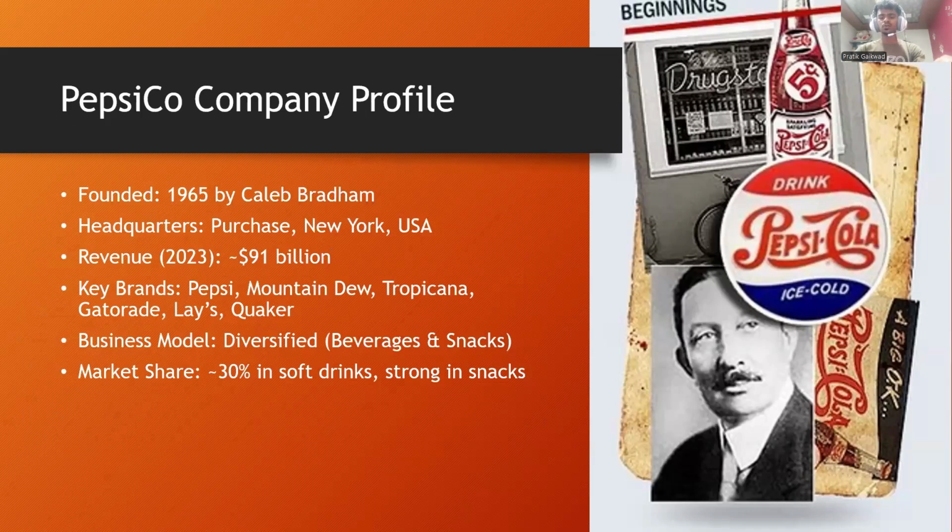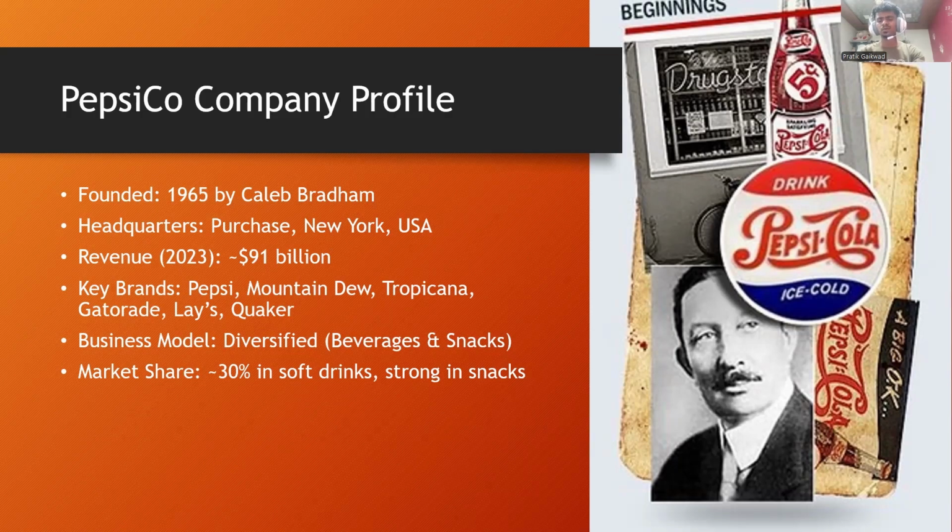Now let's dive into our first company, PepsiCo. It was founded in 1965 by Caleb Bradham and has grown into a global powerhouse, generating an estimated 91 billion US dollars in annual revenue.